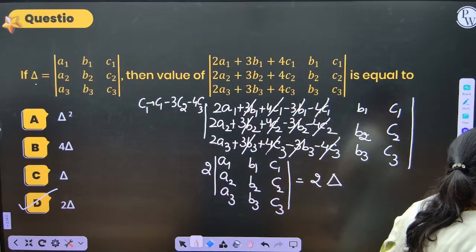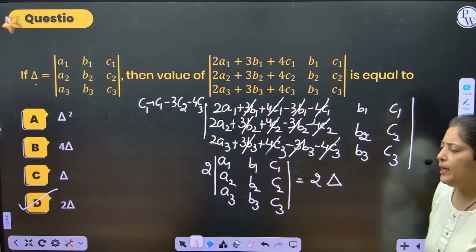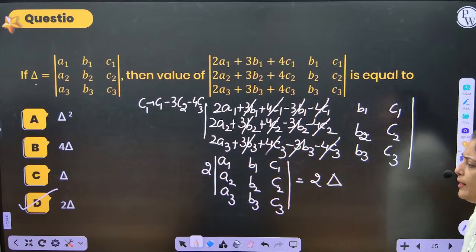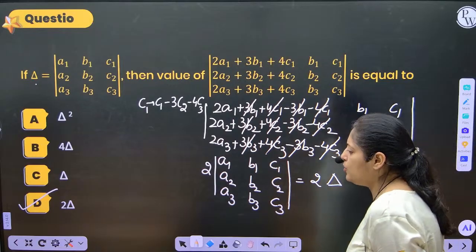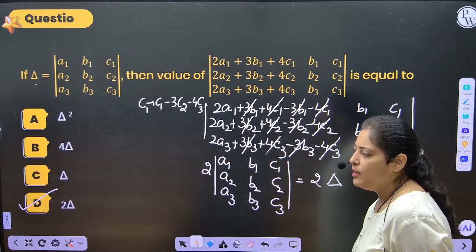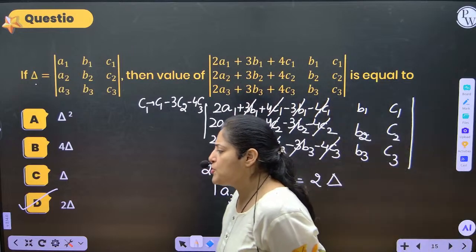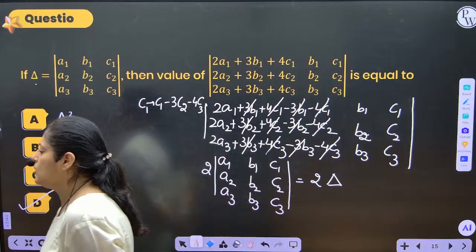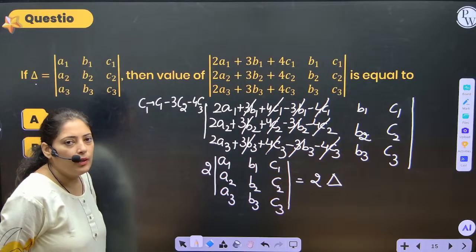So try to do the maximum questions so that you will be able to solve them, and you will get an idea of which rows, how to multiply, how to add, how to subtract, when to add, when to multiply. So many things. The more questions you do, the more concept clarity there will be in your minds.